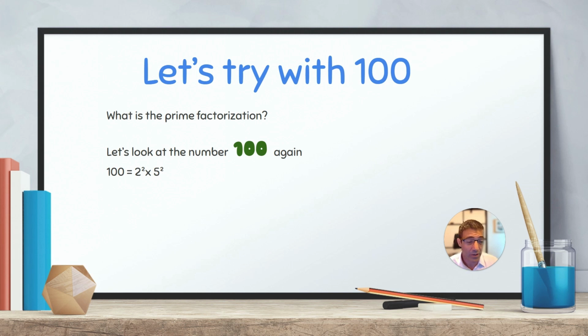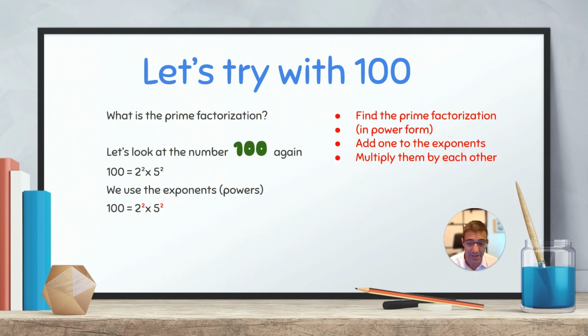Now, if we look at the formula which we had earlier, what we need to do is to add 1 to the 2 and add 1 to the other 2. So we look at the exponents, and so the exponents are 2 squared and 5 squared. So if I add 1 to each 2, I'm going to get 3 and 3. So I find the prime factorization in power form, I add 1 to each one of the exponents, and then I need to multiply them by each other. So 2 plus 1 times 2 plus 1, again, I'm just looking at the exponents, adding 1, multiplying them by each other, is equal to 3 times 3. And sure enough, 3 times 3 means that we have 9 factors.